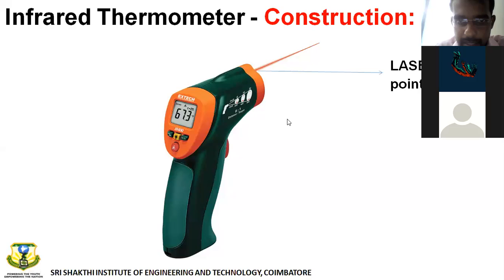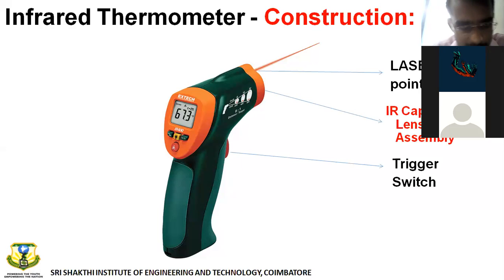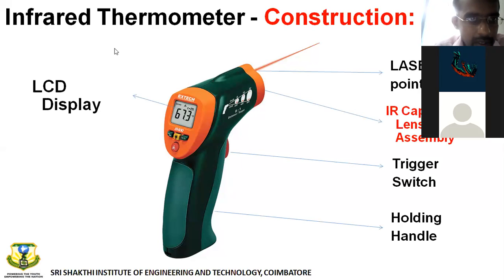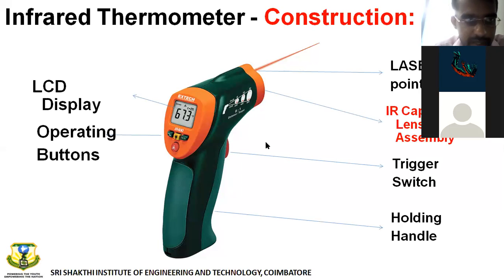So these are the parts. The laser pointer, that's why I mentioned this pointer. There is an IR lens assembly to capture the light, especially a convex lens. Not concave, convex focuses the light at one point, right? Then there is a trigger switch, so whenever the trigger switch is pressed, that specific reading is taken and displayed. Then there's a holding handle, then an LCD display. Then there are some miscellaneous operating switches. So these are the parts.